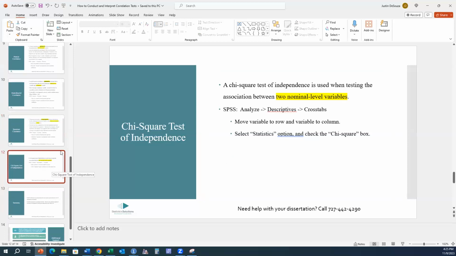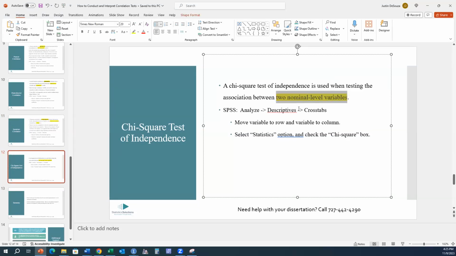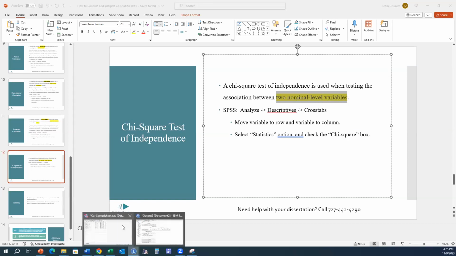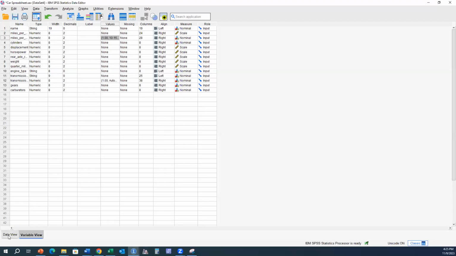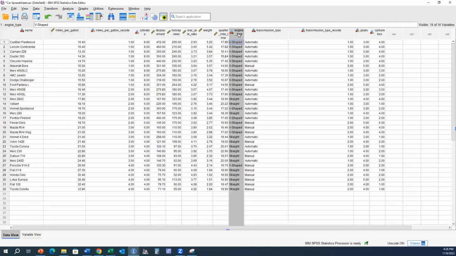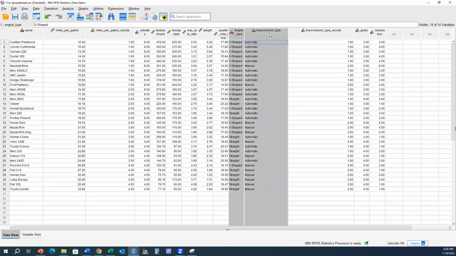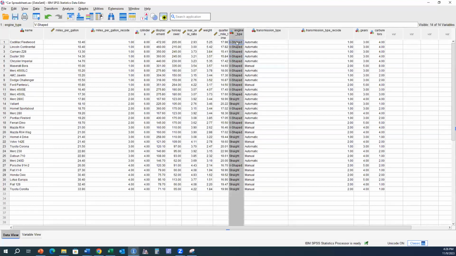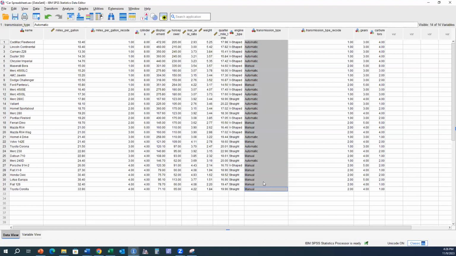And then the final test we have is a chi-square test of independence. To run this, we need to have two categorical or two nominal level variables. An example of this would be if we're looking at engine type, and how is that related to an automatic or a manual transmission? So these are nominal because there's no intrinsic order to these categories. We have V-shaped and straight engine, and then automatic and manual. These are distinct categories. There's no order to them.